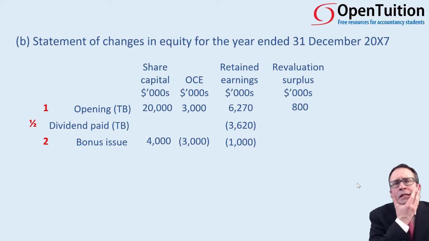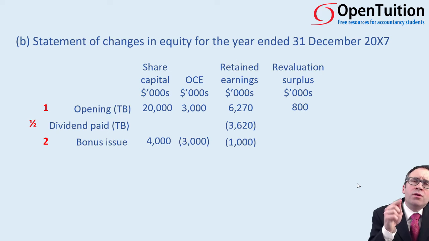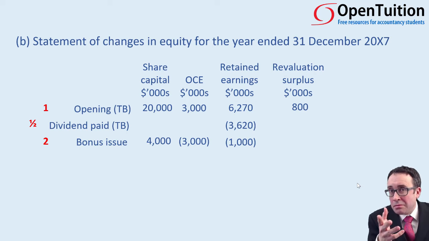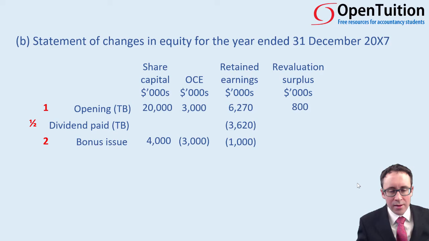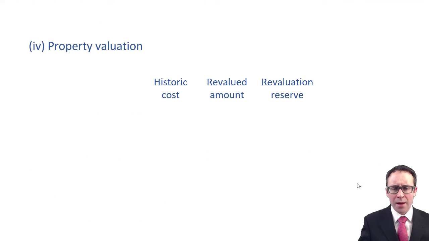So that's 2. 7. So that's 7 marks that you have so far. Doing pretty well, aren't we? So you're well on the way to passing there. Okay, property revaluation, part 4.